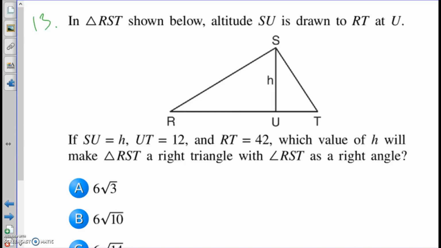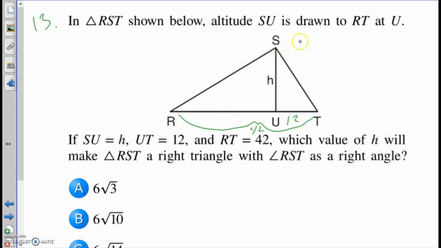Geometry Common Core, the June 2016 Regents exam, starting on number 13. In triangle RST shown below, altitude SU is drawn to RT at U. If SU is H, UT is 12, and RT, this whole thing, is 42. Which value of H will make triangle RST a right triangle with angle RST as the right angle?